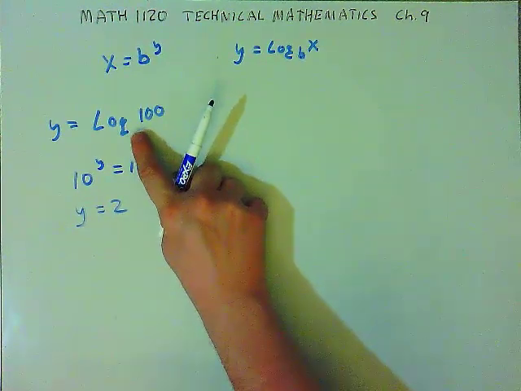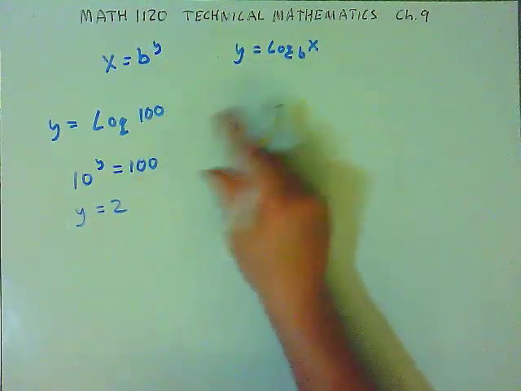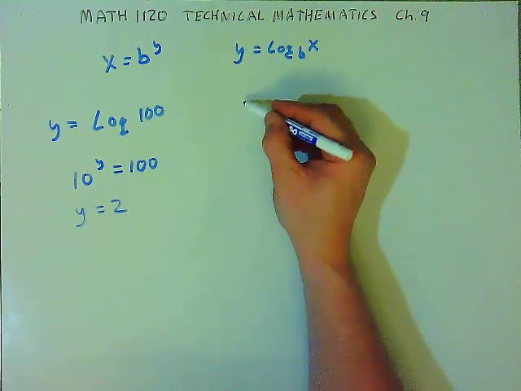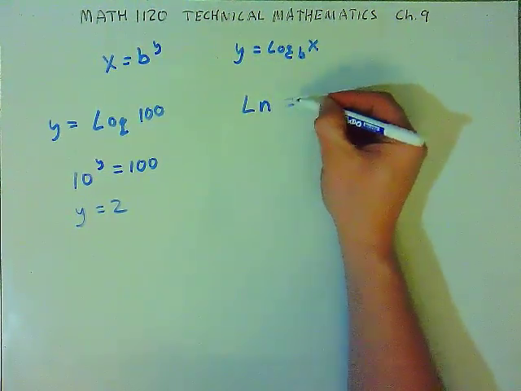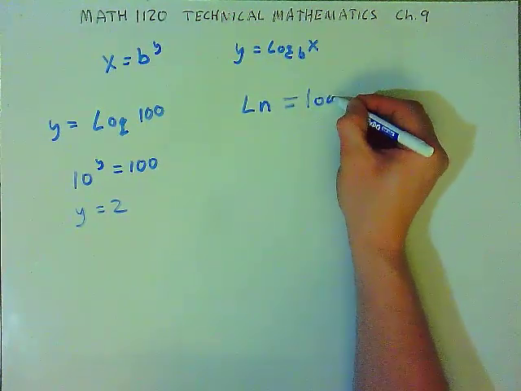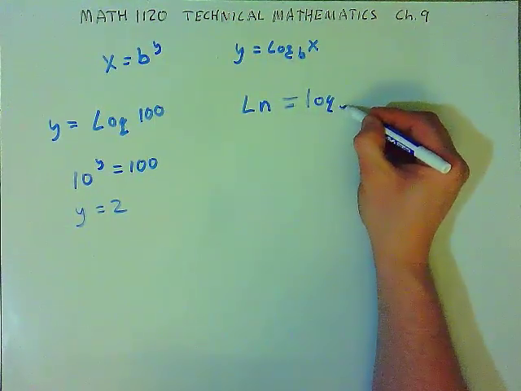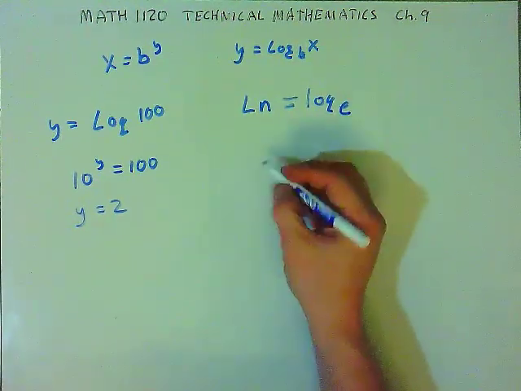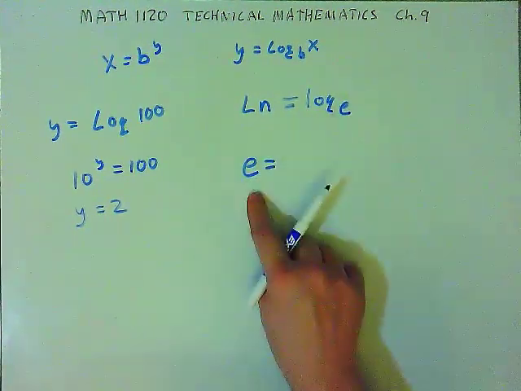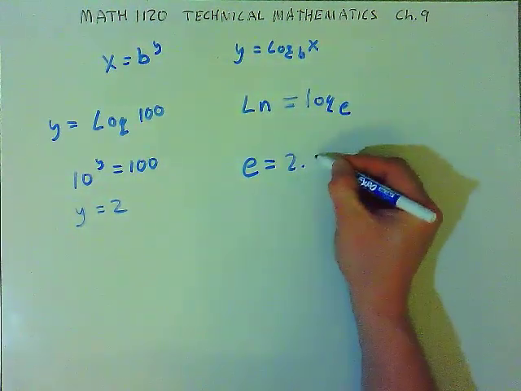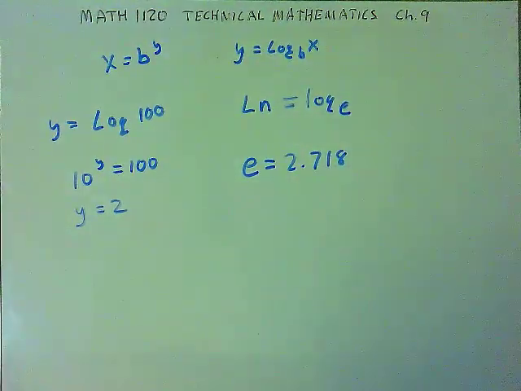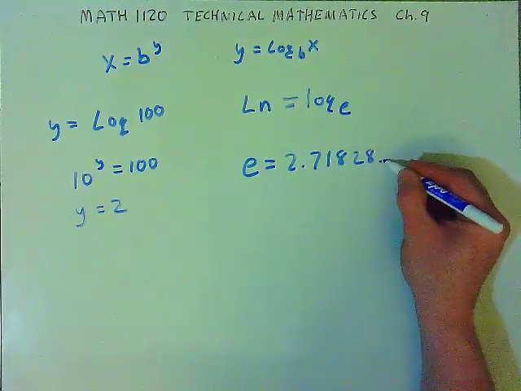Now we also have another common base that we use very often. We'll talk about it in later sections, and that is the natural logarithm, and we abbreviate that Ln. Ln is the same thing as saying the logarithm where the base is e, and e is Euler's number. Euler's number is a constant, equal to about 2.718, 2.71828, and there are more decimals in there.